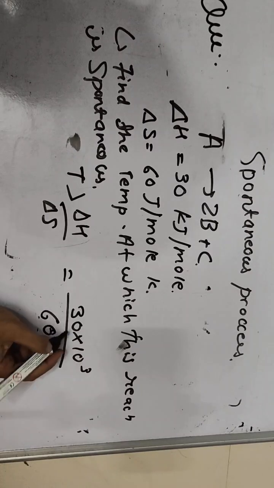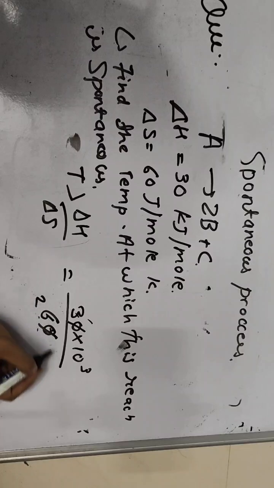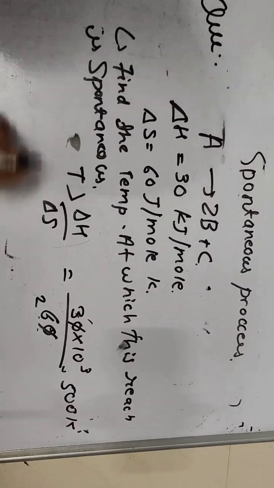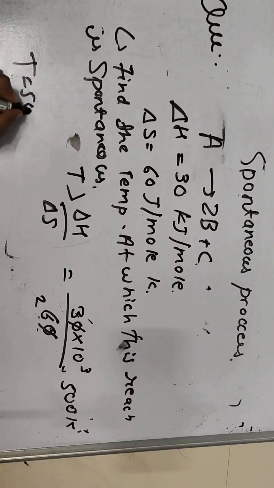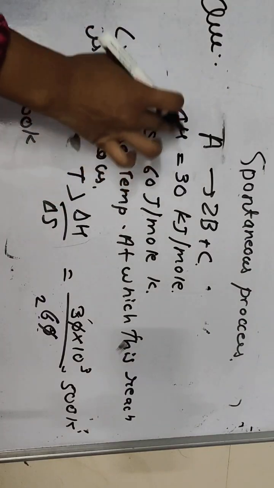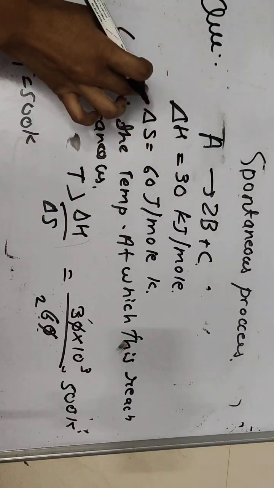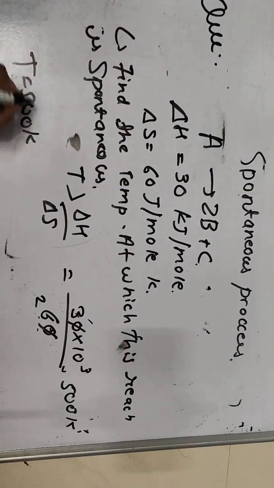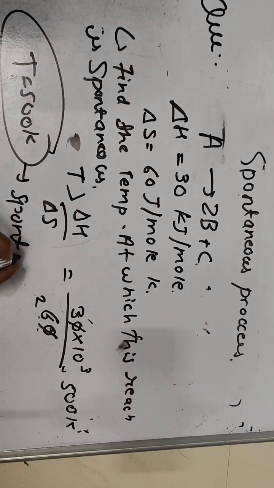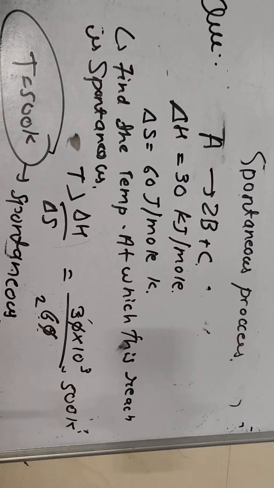So now this is going to be 500 Kelvin. So when the temperature is more than 500 Kelvin, and this condition is given like when delta H is equal to 30 kilojoule per mole and delta S value is 60, when we give this temperature, then this reaction will become spontaneous. Thank you.